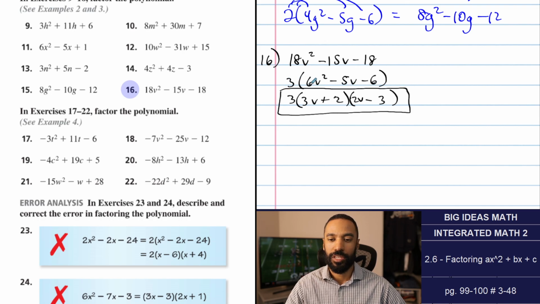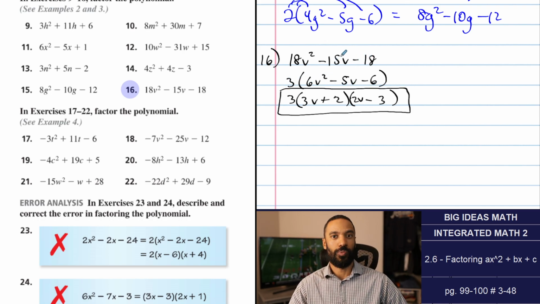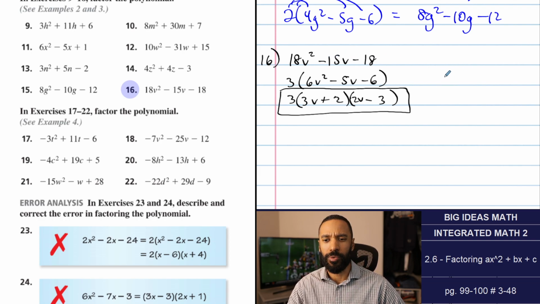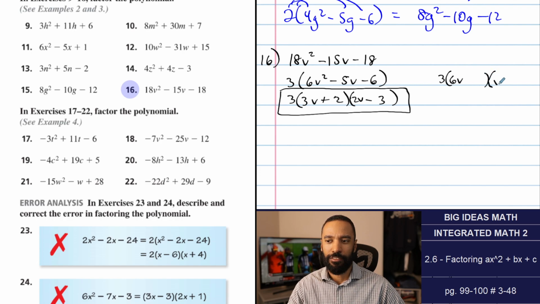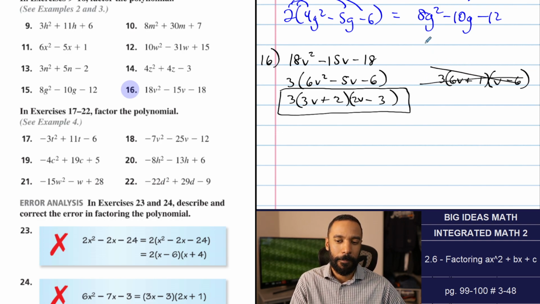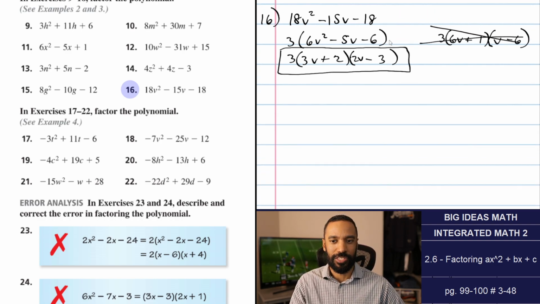Remember, I said I couldn't test 6 with either 3 or 2, but I also couldn't test it with... Oh, you know what could have been possible? I take it back. This could have been possible: 6v and v with 1 and 6. I'm sorry, this could have been a test. But this would have given you what? Negative 36 plus 1. Negative 36 is way too big. So only 2 real tests that I would have actually had, and that's one of them.